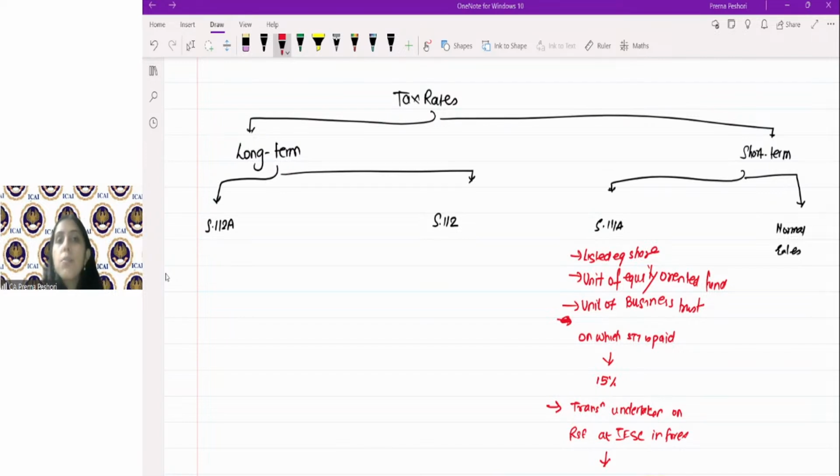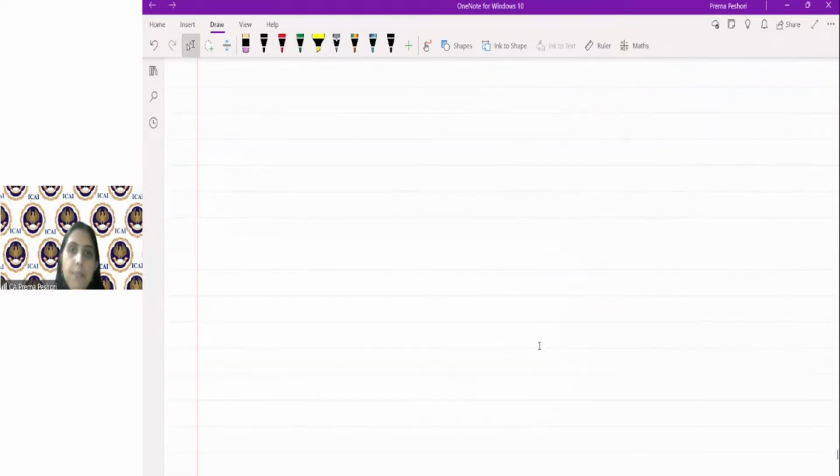now first we will be covering 112A, which is for the listed equity shares, right? And the equity oriented mutual funds. I'll be writing 112A separately only because here otherwise there will be a space constraint. Okay. 112A.